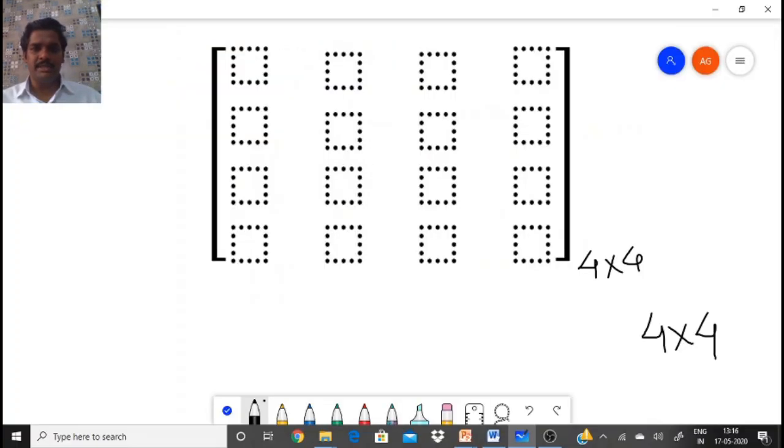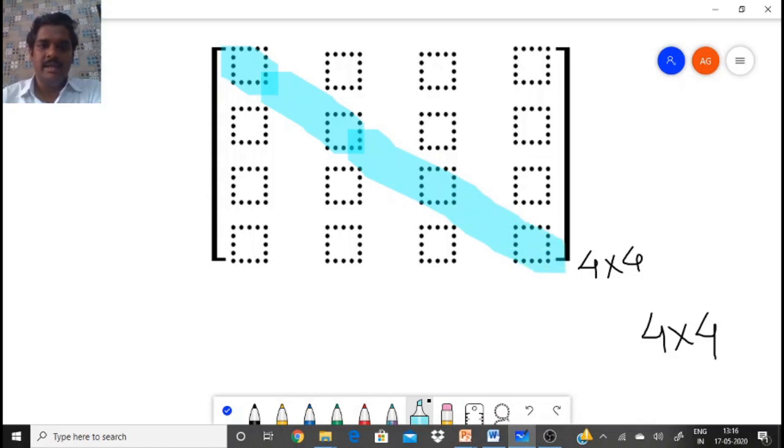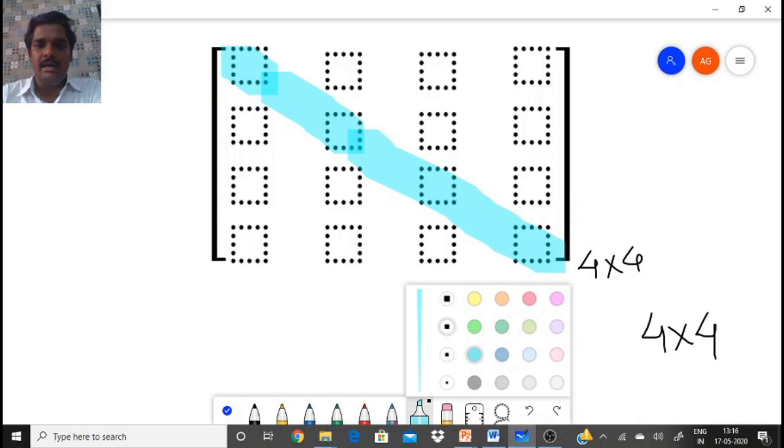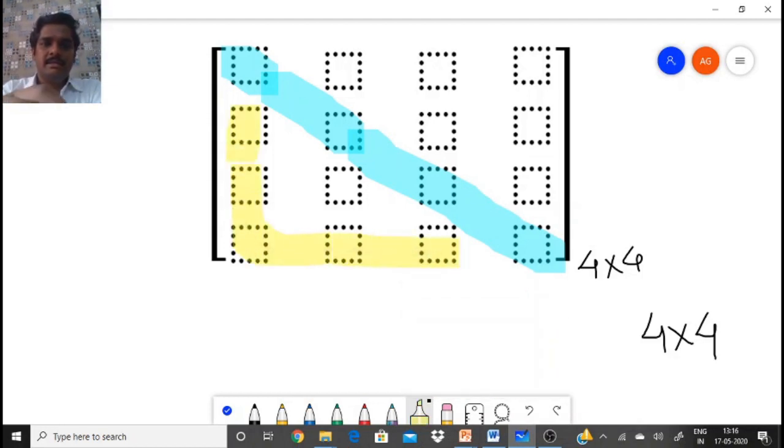So one more thing about a square matrix. Whenever we talk about a square matrix, 2 terminologies come into the picture: diagonal entries and non-diagonal entries. The things which you see here are known as diagonal entries, and the remaining are non-diagonal entries. This is a non-diagonal entry. This is a non-diagonal entry.